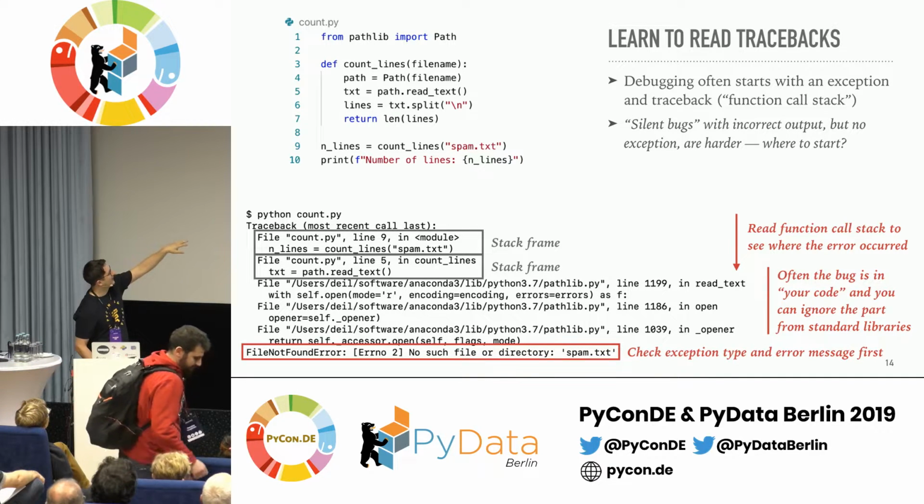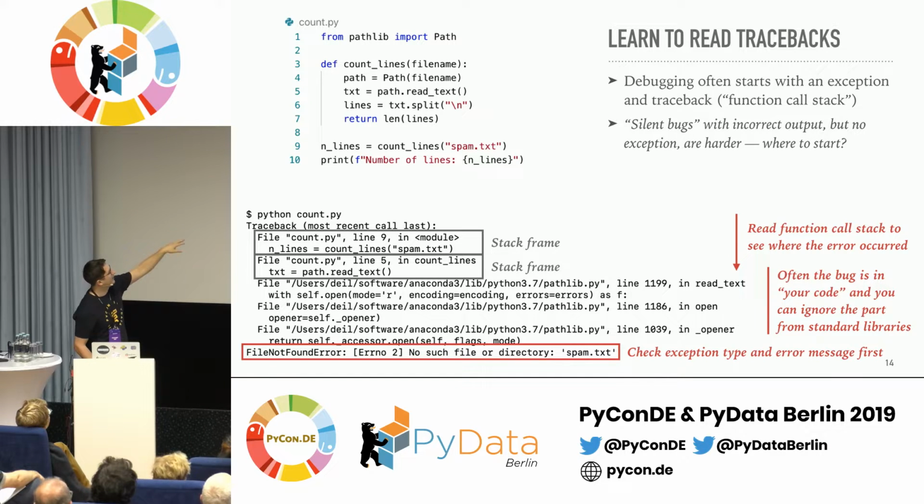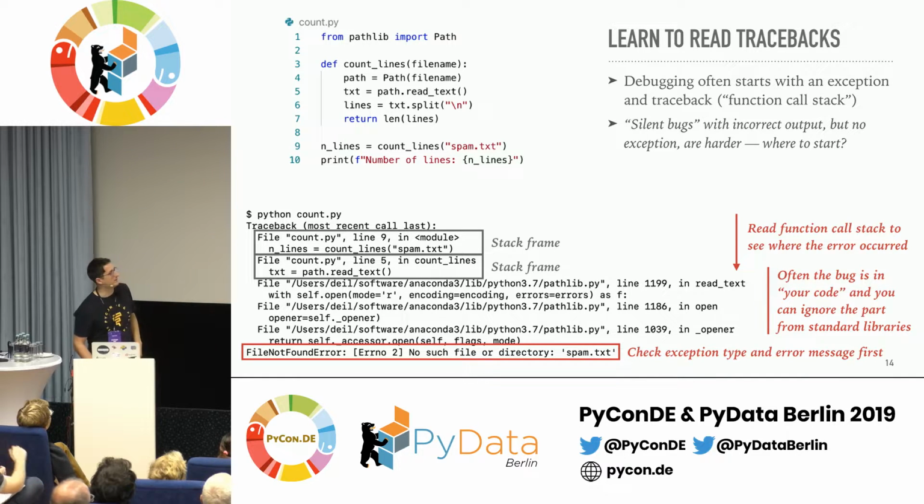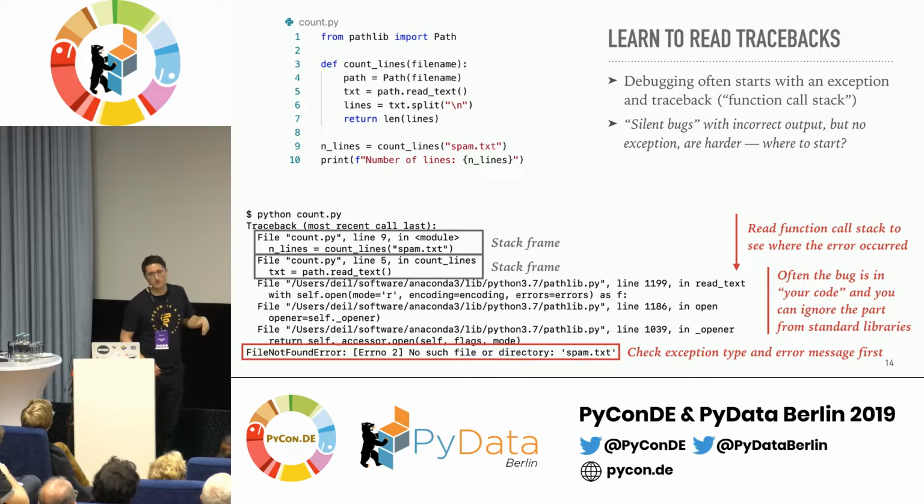You can see that this is the function call stack. For example, in line 9, we are calling the count_lines function. Then this is executed, and in line 5, it executes the Path.read_text method. That's where execution moves to another file, which is the pathlib library in this case. Often, when you're debugging, you can ignore the frames and the code in the other libraries, because usually the bug will be in your code.